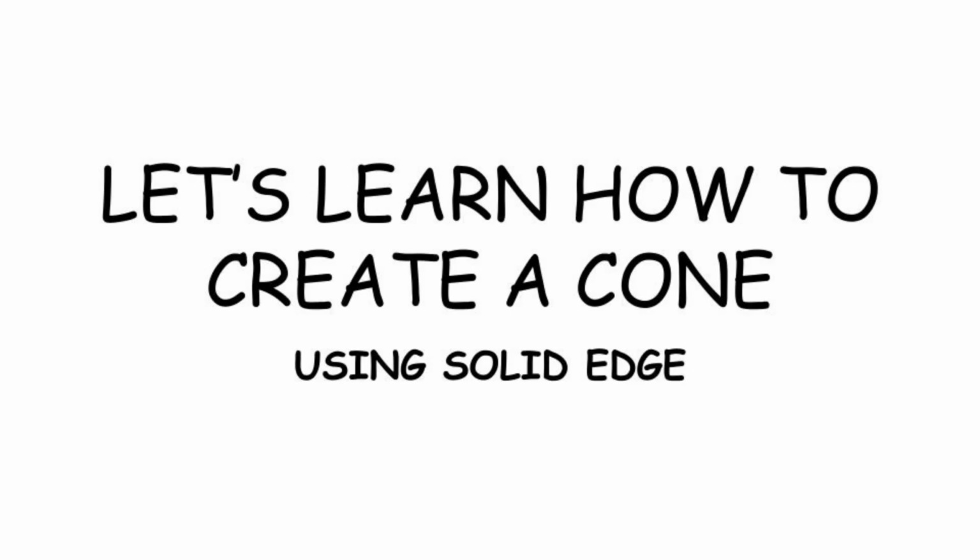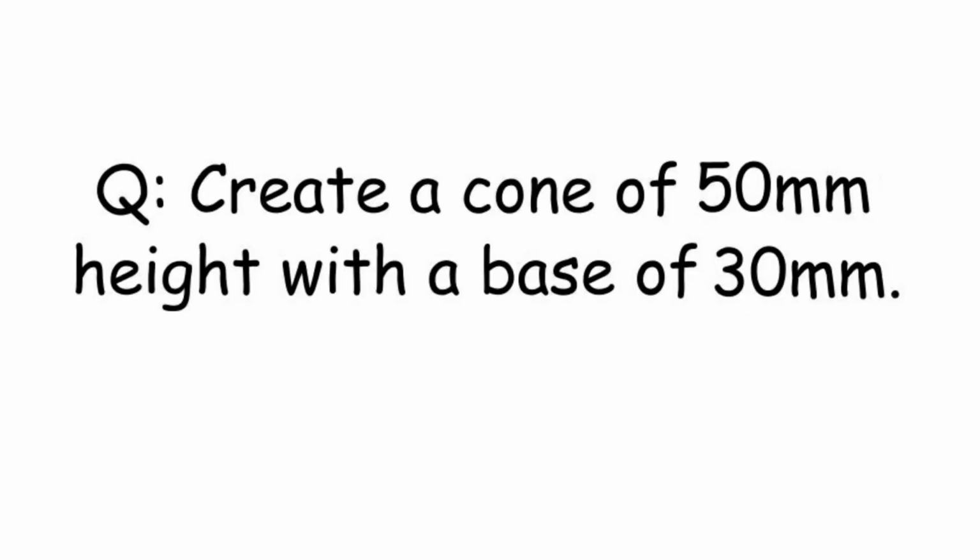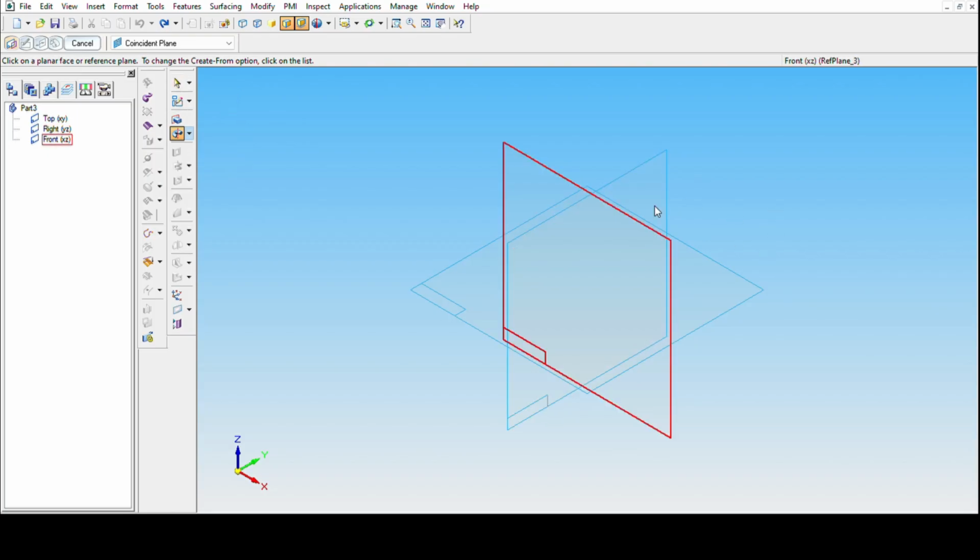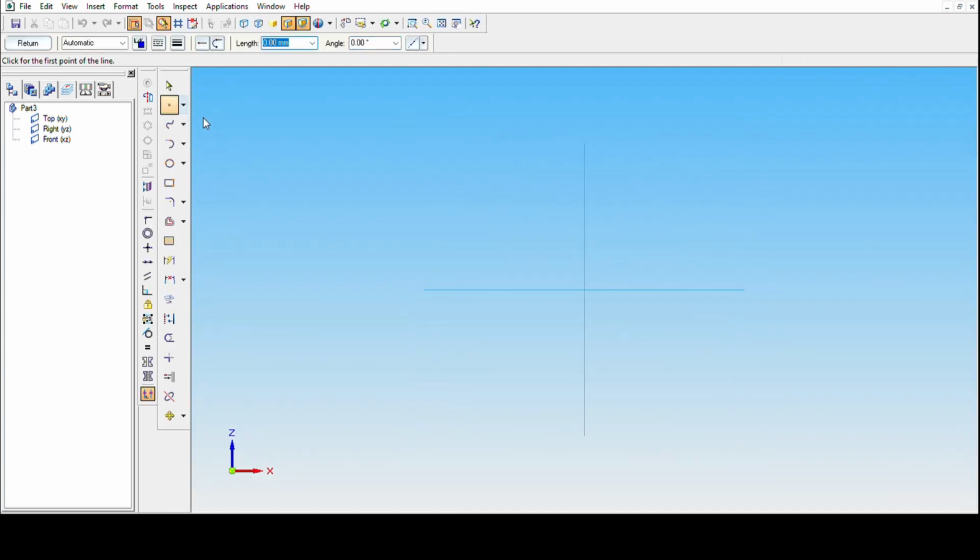Today let's see how to create a cone using Solid Edge. The task is to create a cone of 50 mm height with a base of 30 mm. We have to select the option of revolved protrusion.